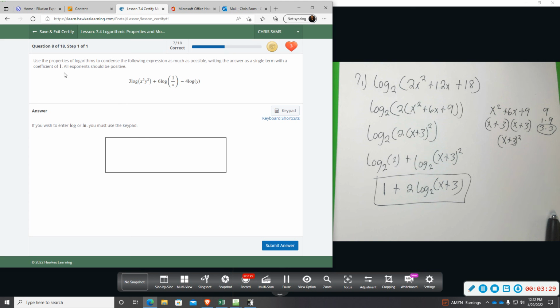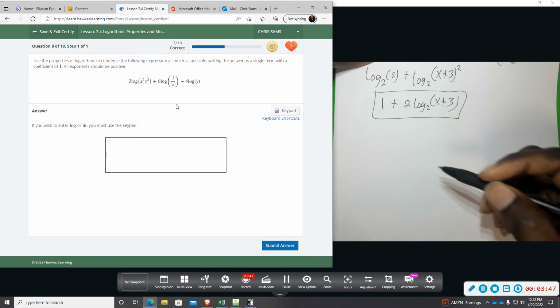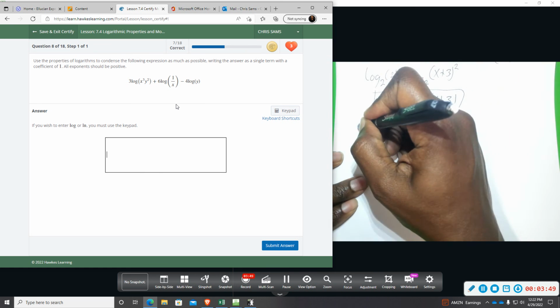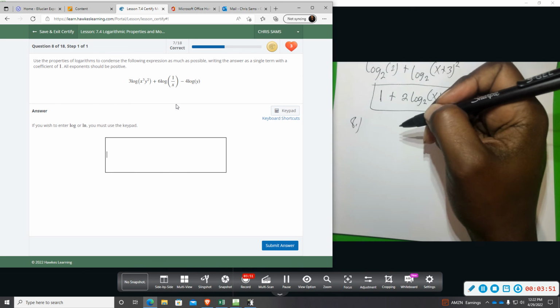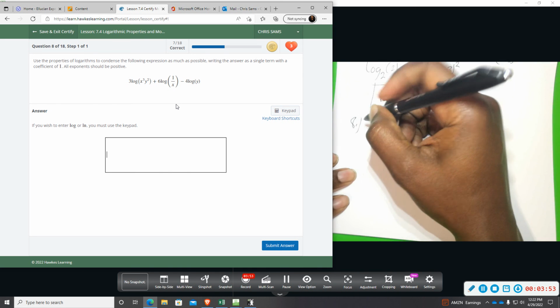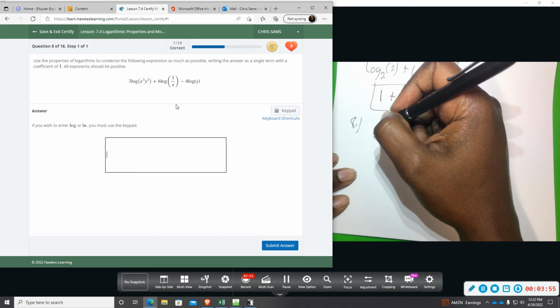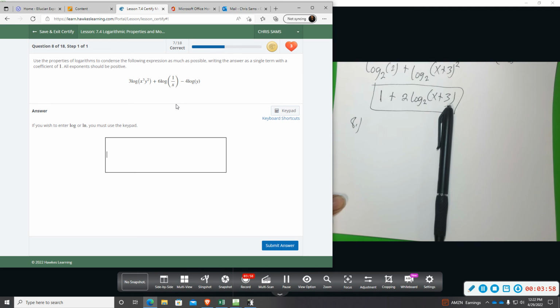All right, this one we want to use the properties, write it as a single term, coefficient of 1, and all exponents should be positive. So we're going to write all of this as one single term, so it shouldn't be like a log plus a log plus a log. We're going to write it all together as one term. So we start out with what I'm going to do. I'm going to explain what I'm going to do, and I'll do it first.